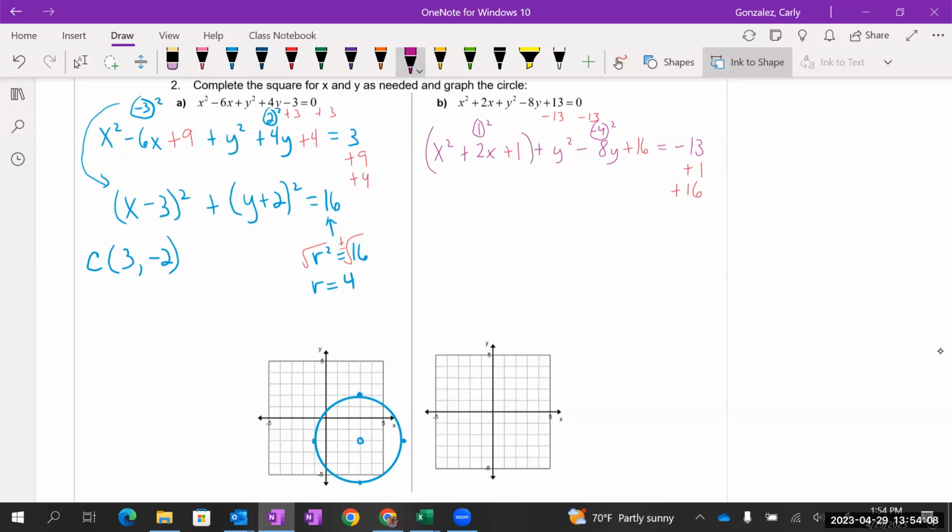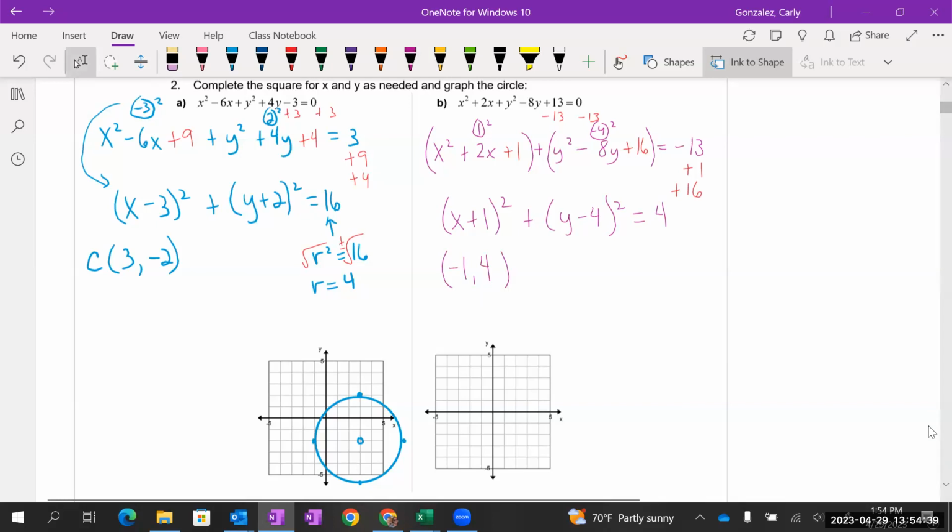Now we have 2 perfect square trinomials. And so we're just ready to rewrite them as a binomial squared. So the first will be (x + 1)², and the second (y - 4)². And then -13 plus 1 plus 16 gives us +4. So the center will be at the point (-1, 4).